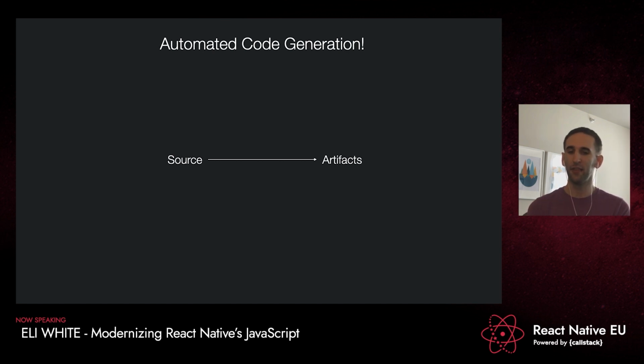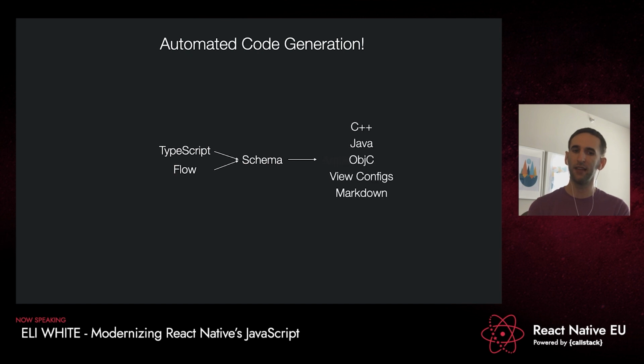For us, our source could be any different kind of JavaScript typings that we want. Because we use Flow at Facebook and nobody else does, we knew that we had to support both Flow and TypeScript. We then process those JavaScript types into a shared schema that is consistent between TypeScript and Flow. And then we process that schema and we generate a bunch of code in different places. So this lets us generate those Java methods instead of reading those Java methods.